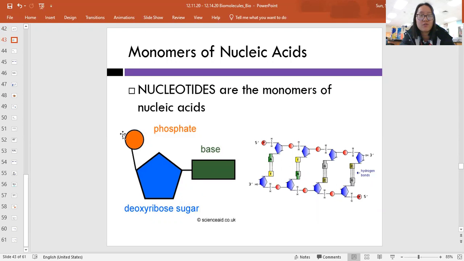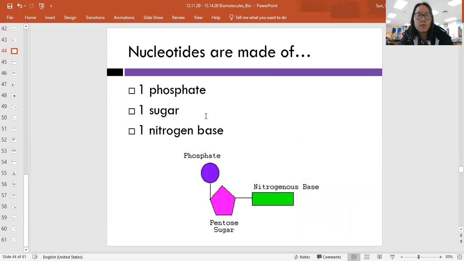The phosphate group is containing a phosphate, or a P. The sugar is always going to be this pentagon shape, and the base is the one that's going to be containing a nitrogen, so nitrogenous bases. And there's 5 types of letters. There's 4 for DNA and 4 for RNA, but we're not going to go into that kind of detail. But you have to know that there is a nitrogenous base. So, like I just said, each one has a phosphate group, a sugar, and a nitrogenous base, meaning that it contains nitrogen.